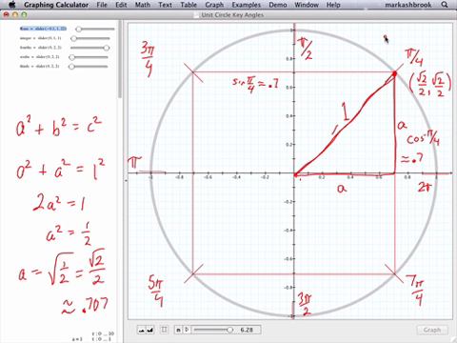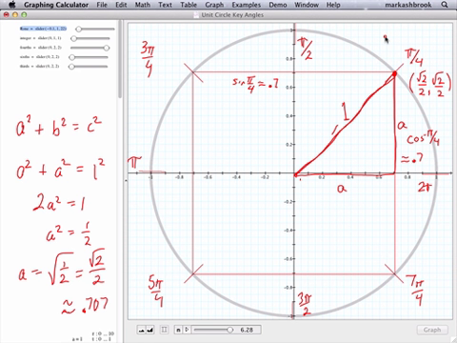What does the cosine mean? Cosine is horizontal distance to the right. Are we in positive or negative territory in terms of horizontal distance to the right? Positive territory, because we're to the right. So the cosine of 7 pi over 4 is positive radical 2 over 2.